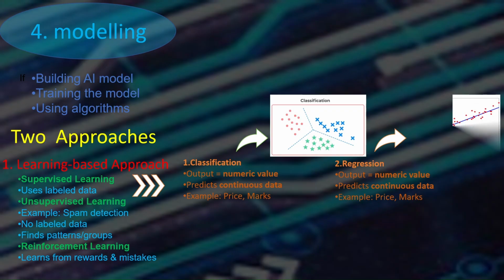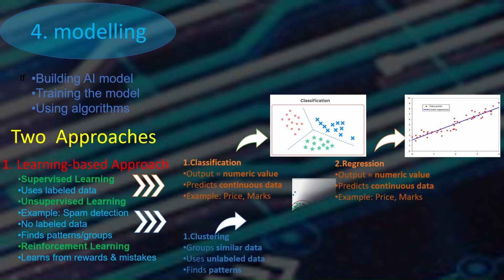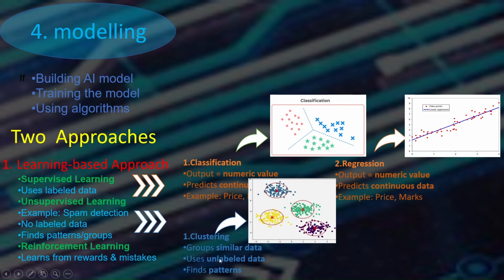Regression is also another method under supervised learning. This is how regression goes. It also works on labeled data, but it gets continuous data, whereas discrete data means limited data. It is used for things like price and marks, and it is more used for simple ones. Now next, in unsupervised learning also there are two methods.